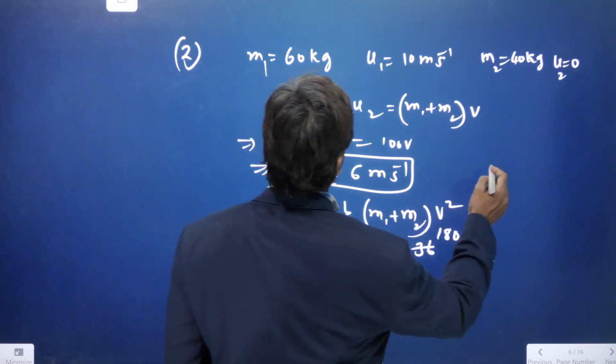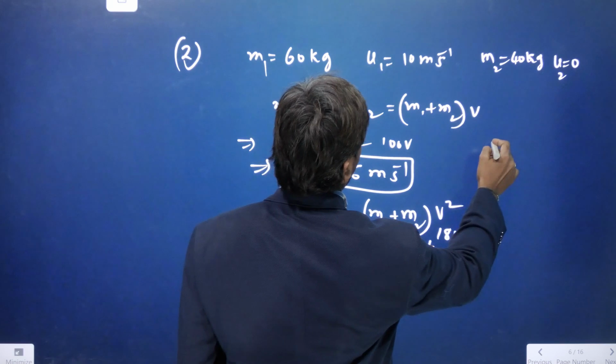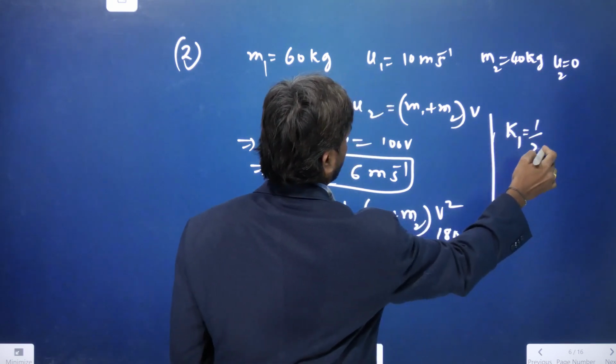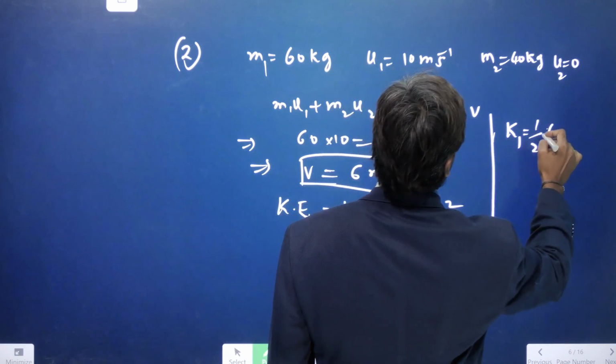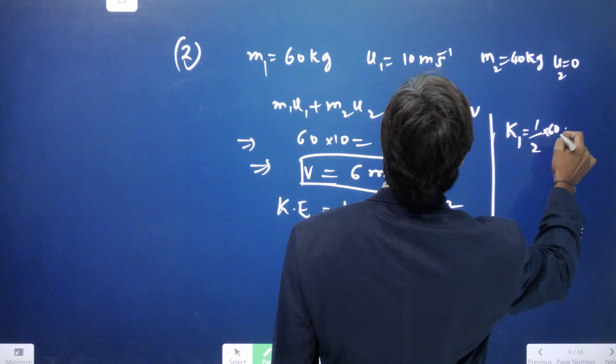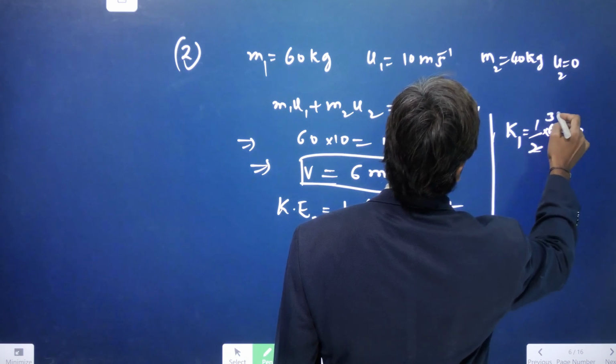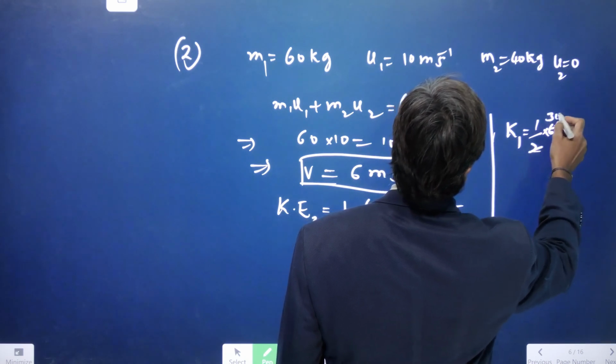K1, how much do you get then? K1 is nothing but the initial kinetic energy. K1 is equal to half into m1, which is 60, into u1 squared, which is 10 squared, 100. So this will be 30 into 100, the initial kinetic energy.